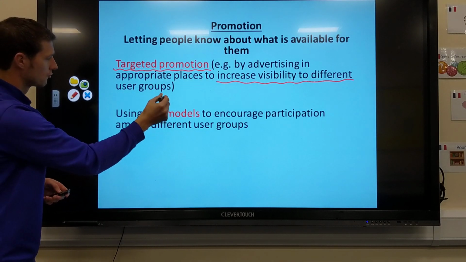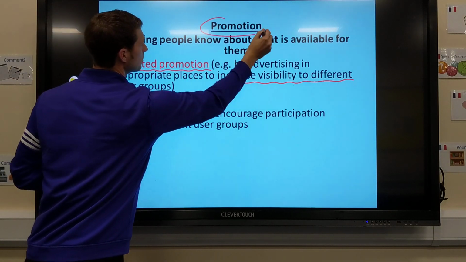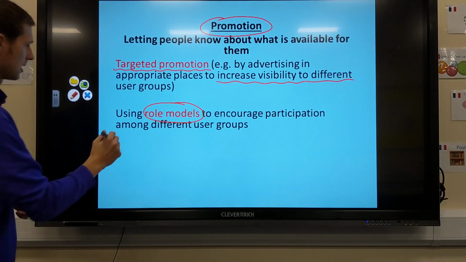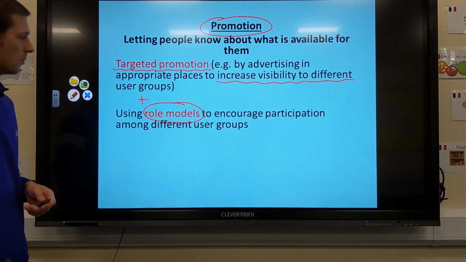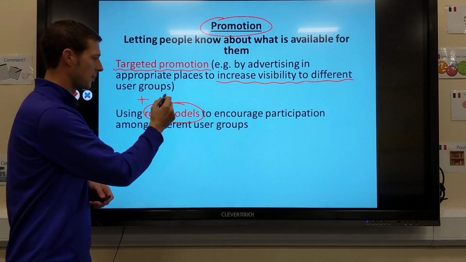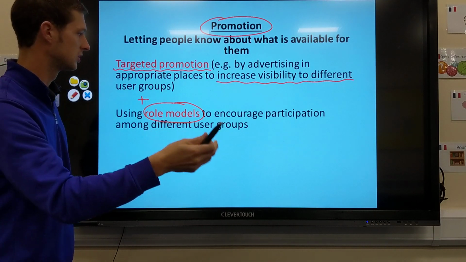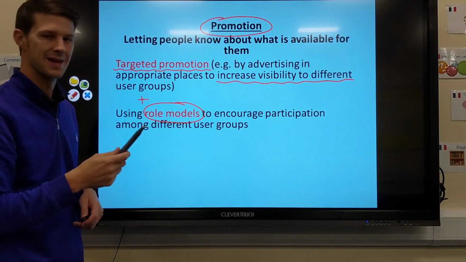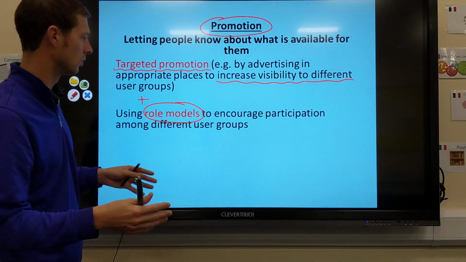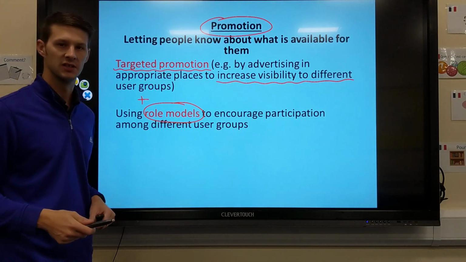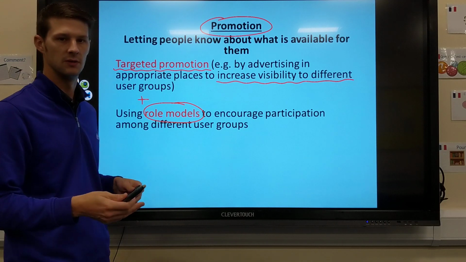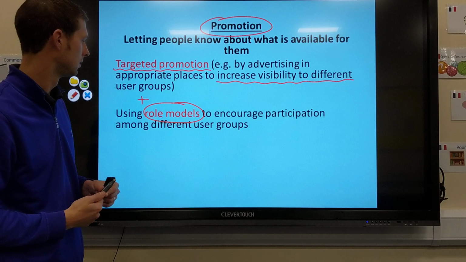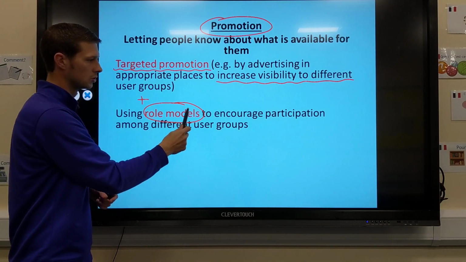Second one, we're still looking at this word promotion, is promotion through positive role models. I'll put a little plus there. So positive role models, not negative. Because a positive role model, for example David Beckham, will encourage more people to participate in exercise, and he's quite a general one. You might have someone under 16s on TV, and they might be promoting sport for people under 16. So it's having good role models to encourage participation.